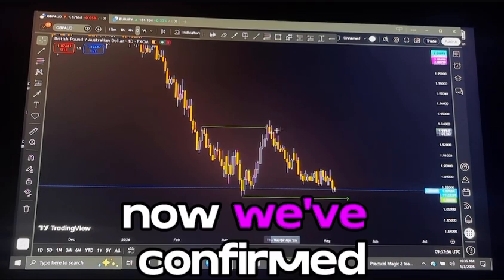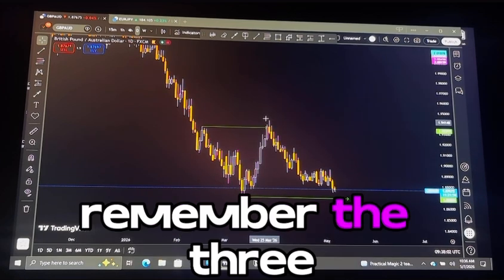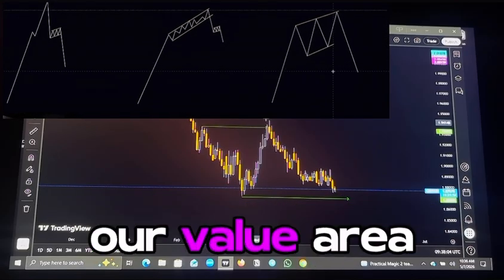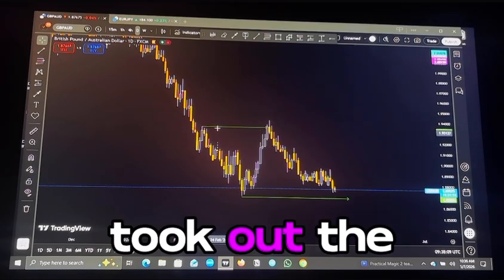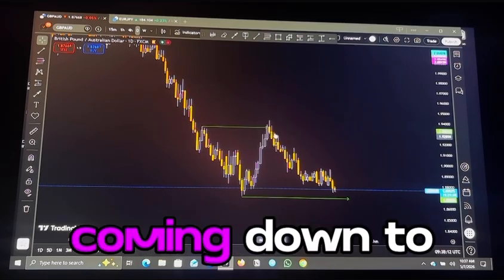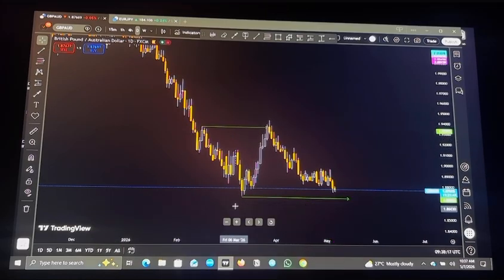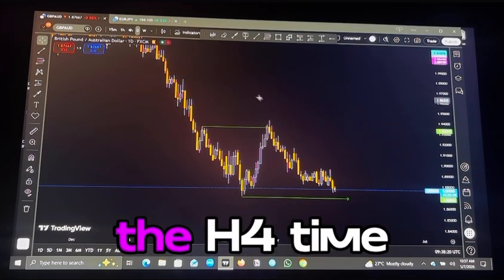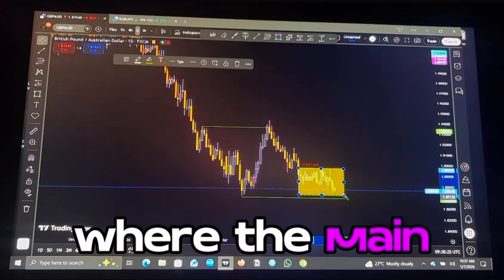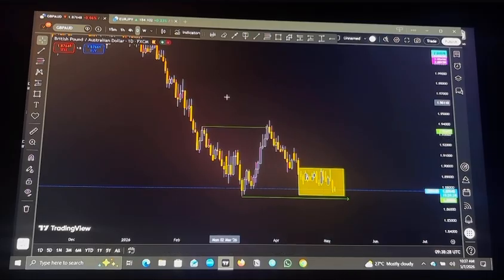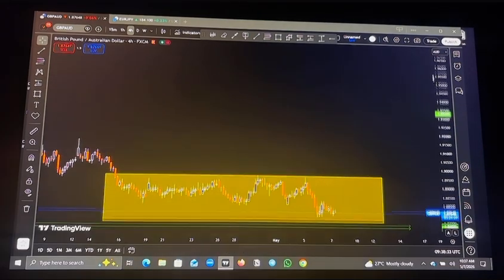From the daily time frame now, we've confirmed that the market got to our value area impulsively. Remember the three methods markets use in getting to our value area. It got there impulsively, and then it took out the main value and then started coming down to where this value was actually created. Right now, we'll scale down to the H4 time frame, and then let's go back to where the main price action is. Let's go to the H4 time frame right now.